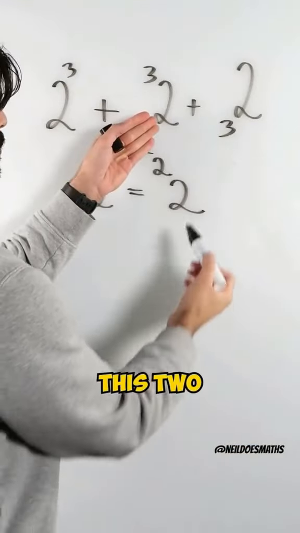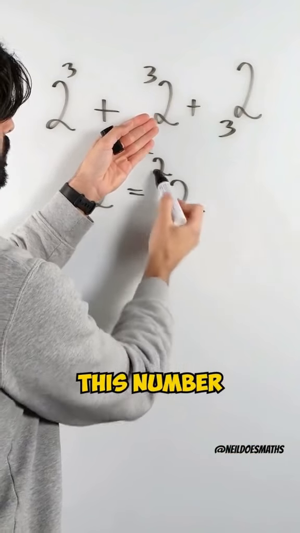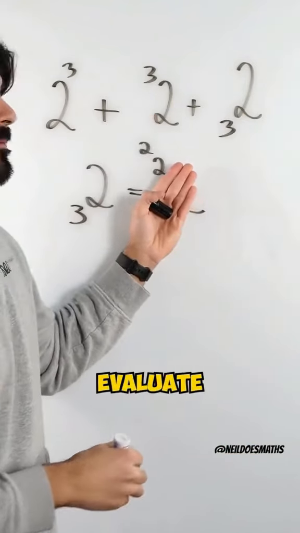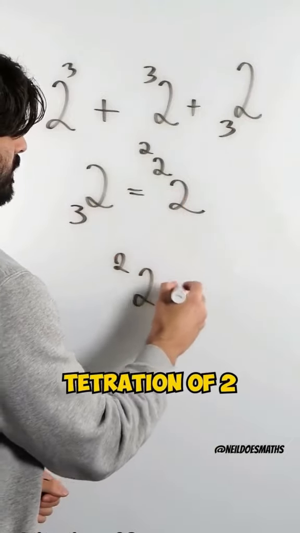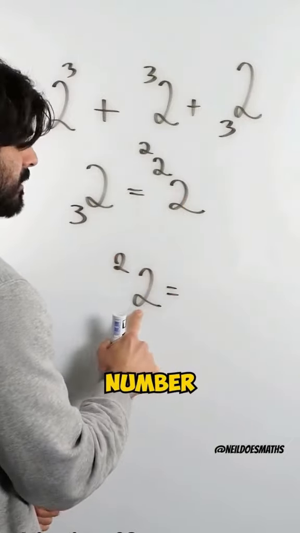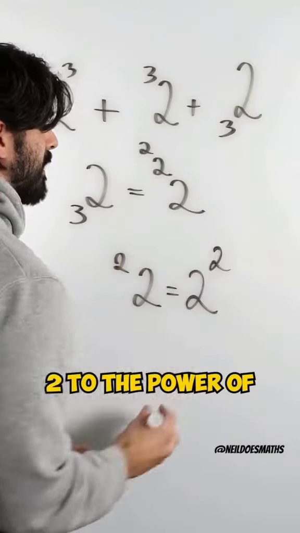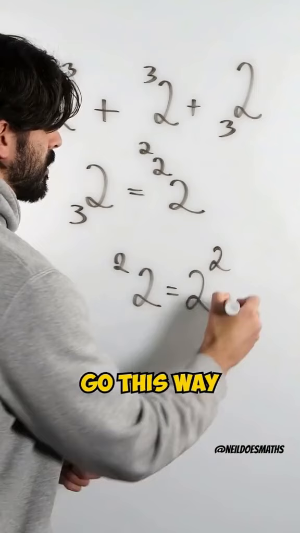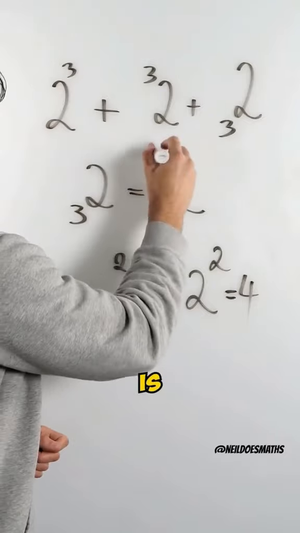If I didn't have this 2, we would be saying tetrate this number twice. So we need to evaluate the second tetration of 2. Well, the second tetration of 2 means write this number twice as part of a power tower. It looks like this, 2 to the power of 2. Power towers go this way. 2 squared is 4. So this value here is 4.